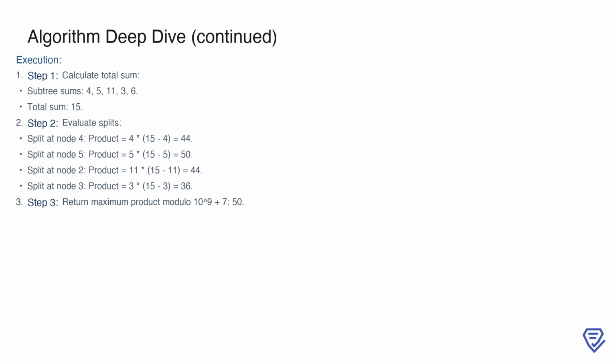The maximum product is 50. We return this value modulo 10 to the power of 9 plus 7, which is still 50. This demonstrates how the algorithm efficiently identifies the optimal split point.